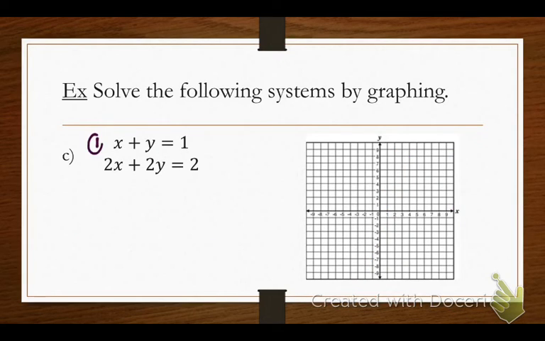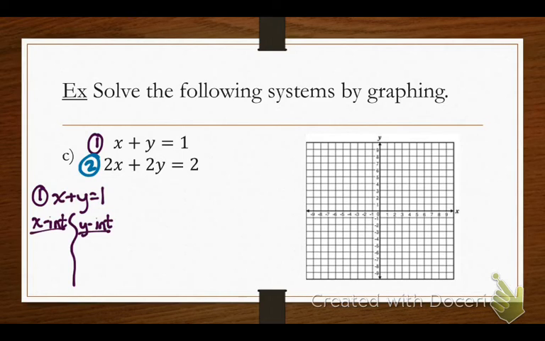In this next one, these both are in standard form. So let's review standard form and how to find x and y intercepts. To find your x-intercept, you put a 0 in for y, and we realize our x-intercept is going to be 1, 0. To find your y-intercept, you put a 0 in for the x-coordinate, and we realize the y-intercept is going to be 0, 1. I'll graph that and connect the 2 points.